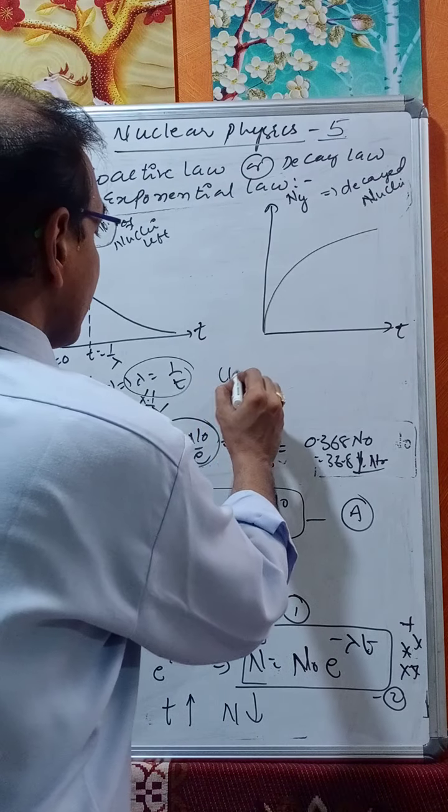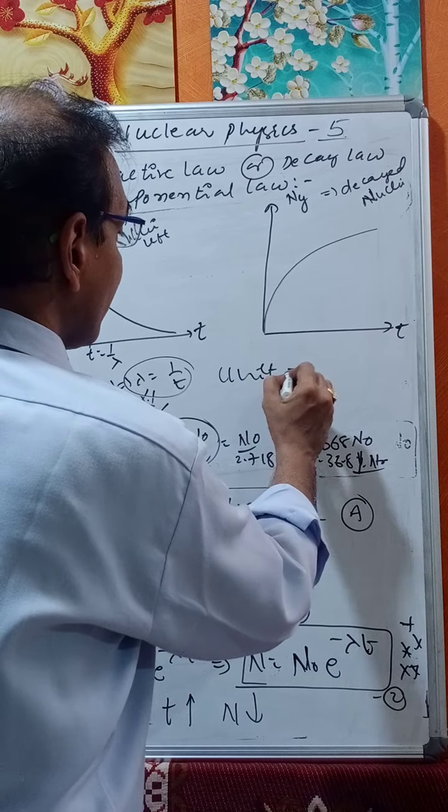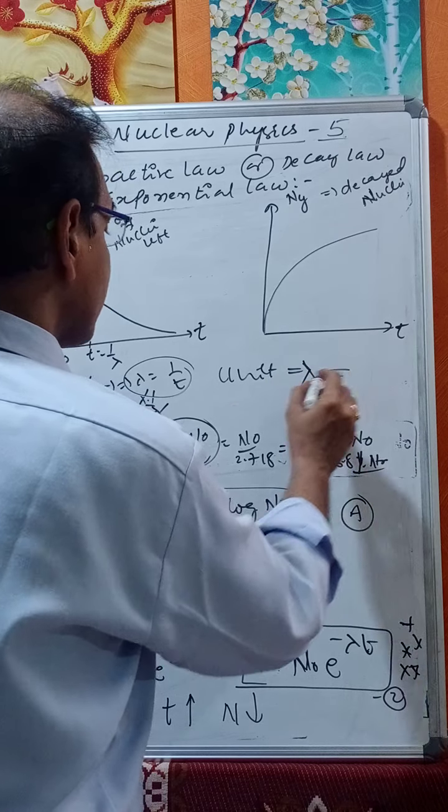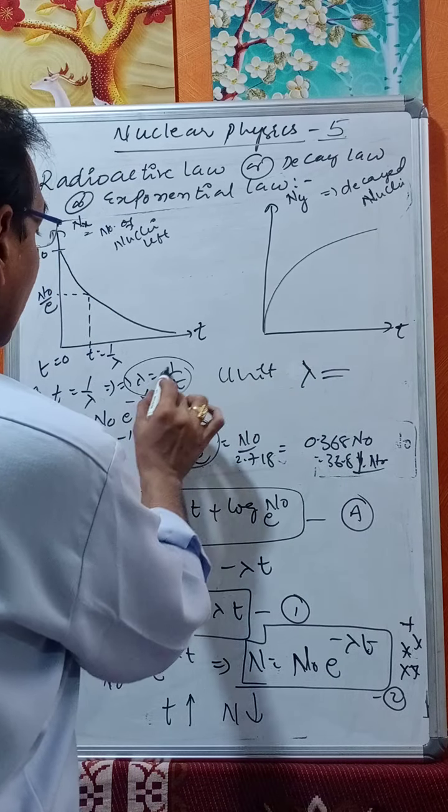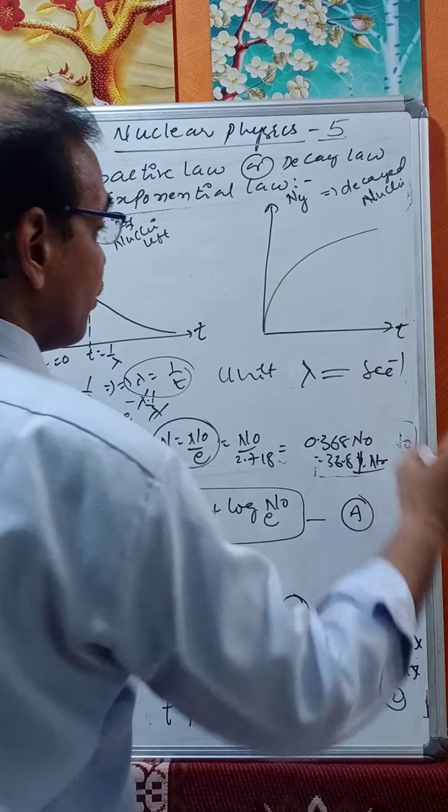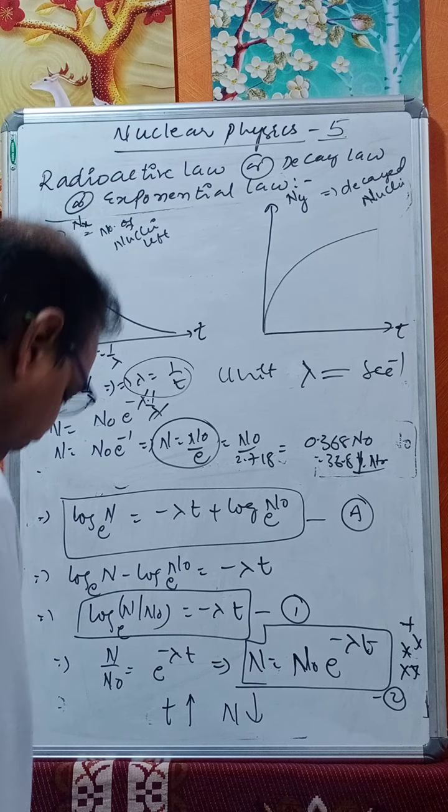What is the unit of decay constant? The unit of decay constant is the unit of lambda. What is the unit of lambda? 1 by t, second inverse. The unit of lambda is second inverse.